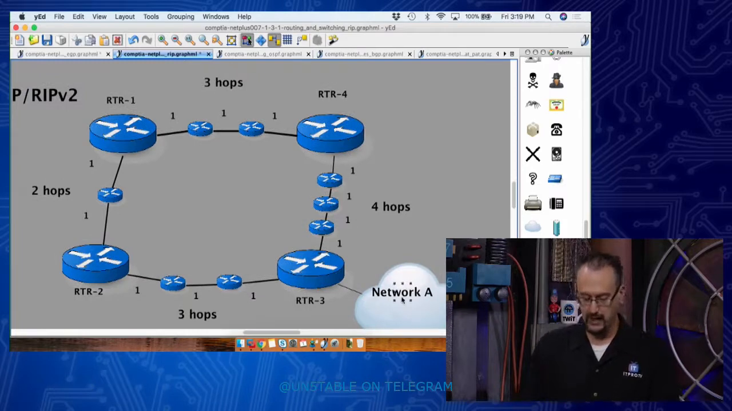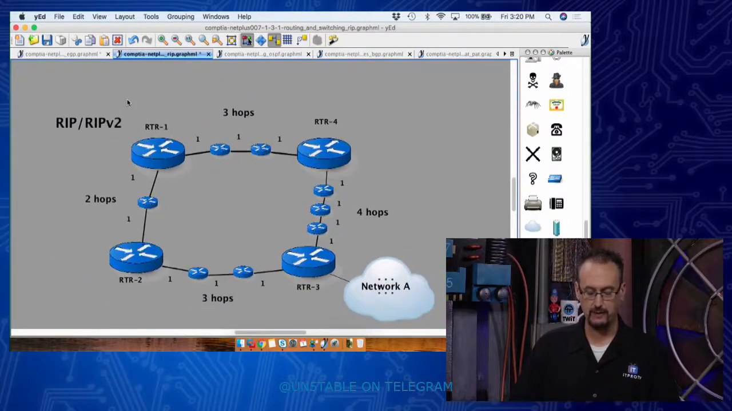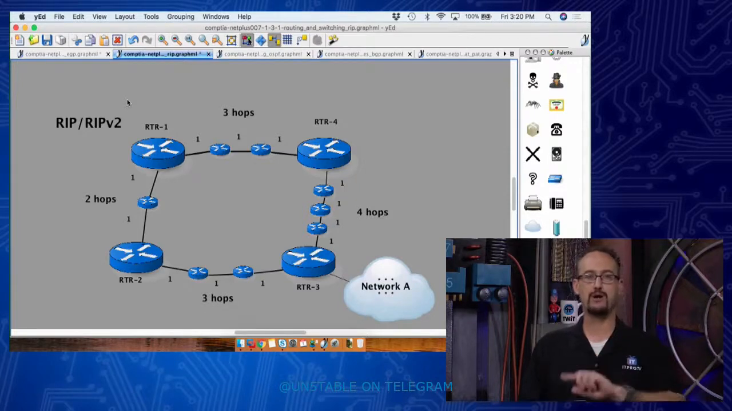Now, if using a distance vector protocol, router 1 is going to take into consideration what the hop count is. What we mean by hop count is the art of forwarding traffic from one router to the next router.